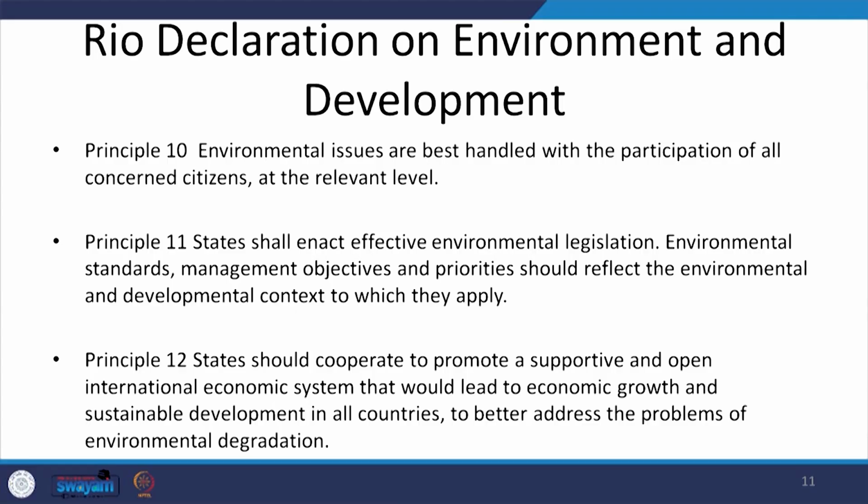Principle 10 talks about how environmental issues are best handled with the participation of all concerned citizens at the relevant level.